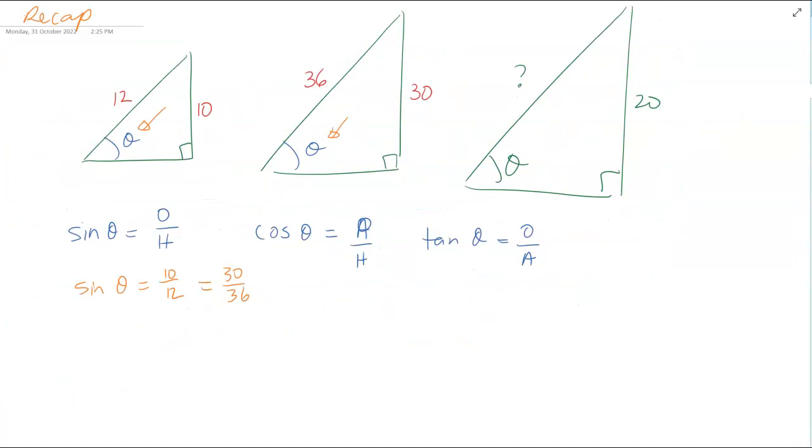What's that side got to be? Just using a bit of logic. 24. Why does this have to be 24? Yeah, the scale factor is 2. So each side, the triangles are similar. Side 10 doubles to 20. So side 12 has to double to 24.